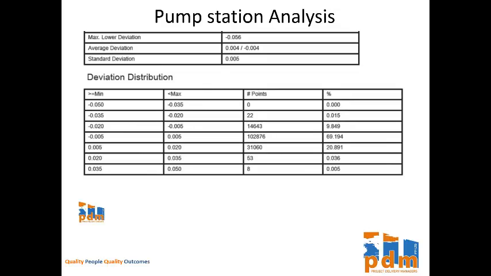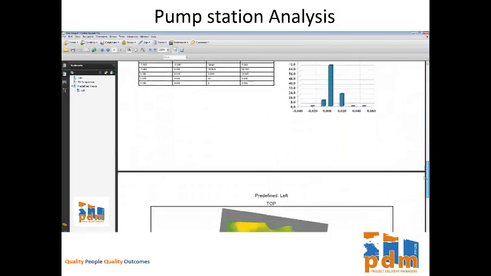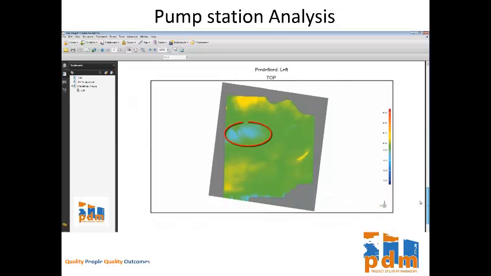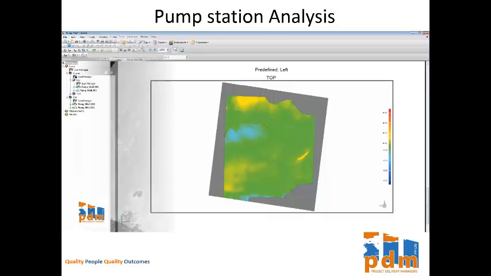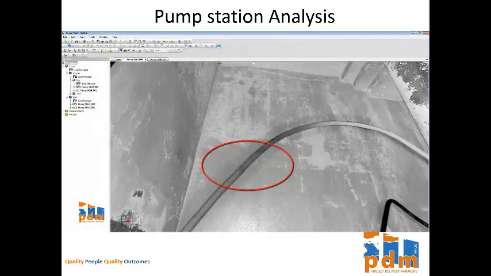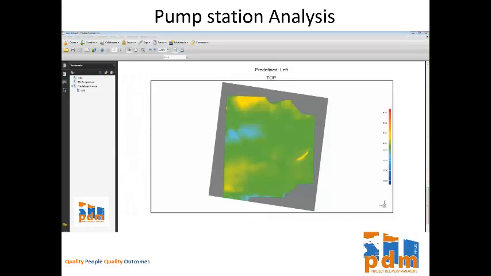When I looked at the wall on the other side, 70% or thereabouts were within plus or minus 5 mil, 9% in 5 to 20 mil. Looking at the colorization, I could see a blue area in the middle. I also went back into the imagery to have a look and found that there was no major reason for concern. I would now, in my report, say that this wall has no major issues.